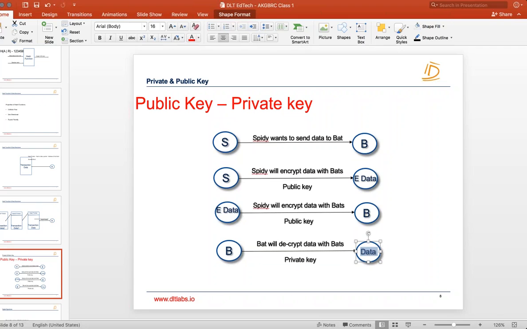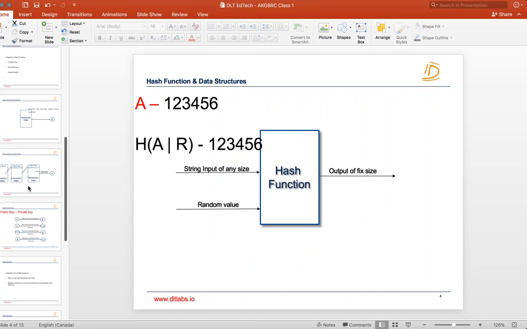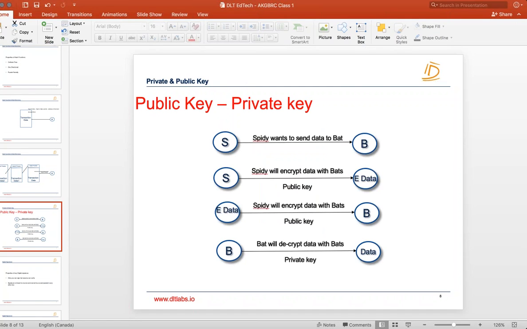So again, we need not worry about how the public and private keys look, or how encryption and decryption work. Just take it as a black box, the way we talked about hash functionality. Just take it as a black box. But what you need to understand is how this public and private key works.